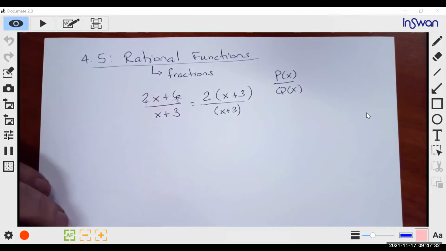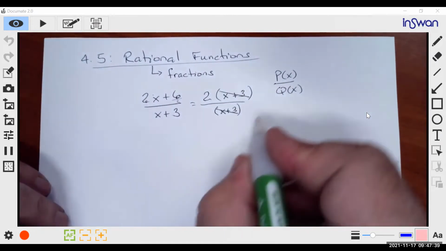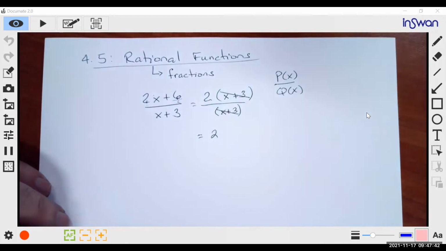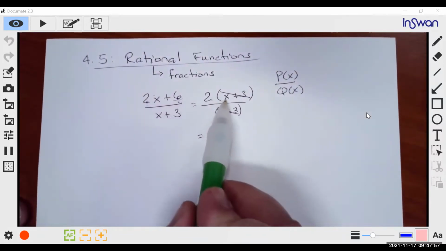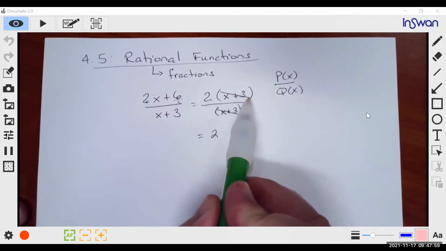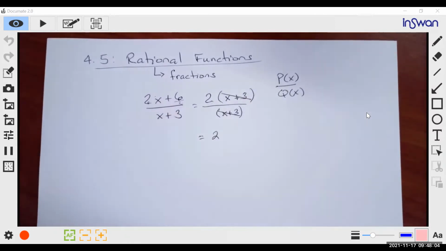You can only cancel when you're multiplying. So can anything cancel? Yeah, the x plus 3's, leaving us with simply a constant. So you won't always end up with a polynomial if you divide polynomials. When you took out the 2, it became 2 times x plus 3. Then those canceled. So whenever you have an equation, always factor it out to the smallest pieces to see what cancels.